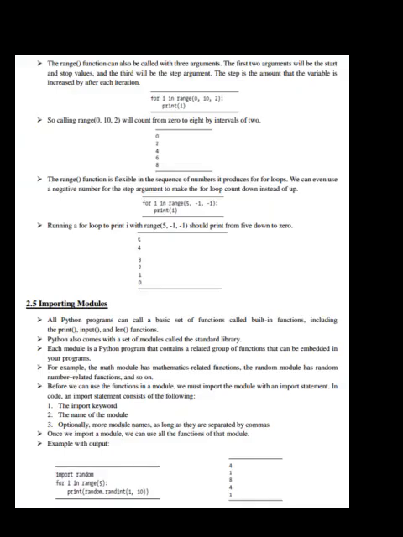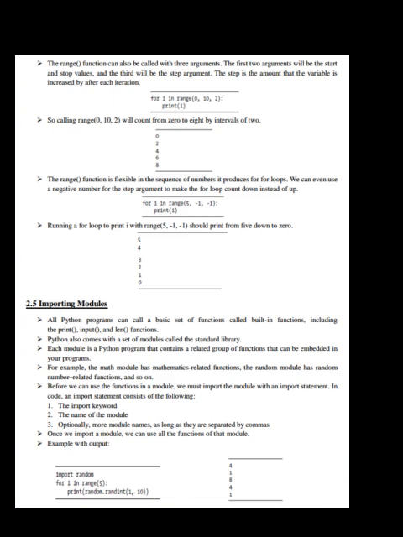The range function can also be called with 3 arguments. The first 2 arguments will be the start and the stop values, and the third will be the step argument. The step is the amount that the variable is increased by after each iteration. So calling range(0, 10, 2) will count from 0 to 8 by intervals of 2. The range function is flexible in the sequence of numbers it produces.